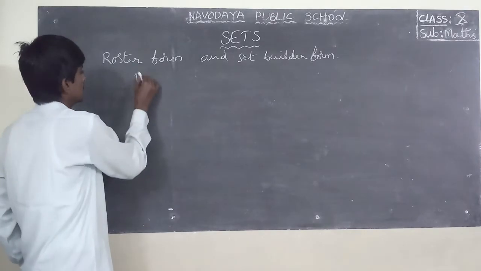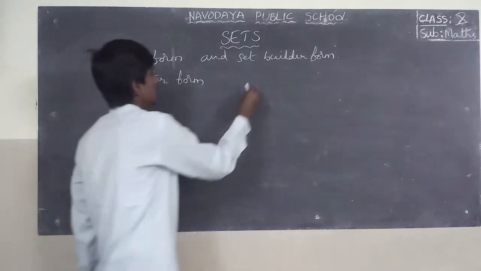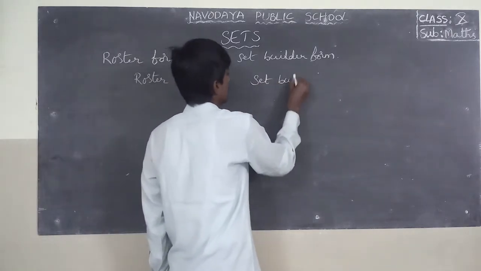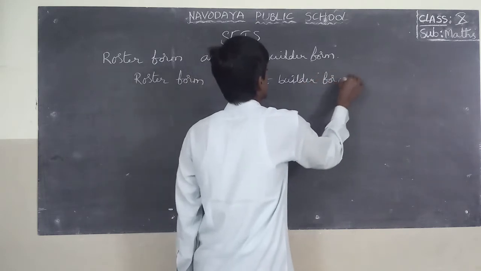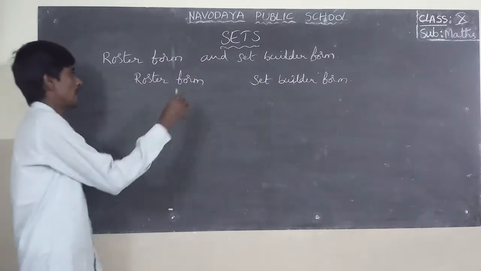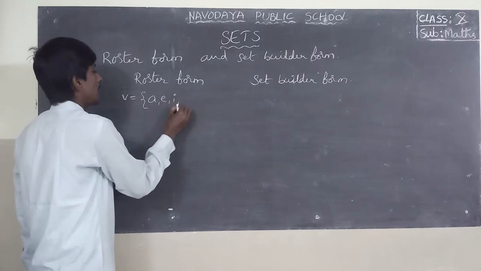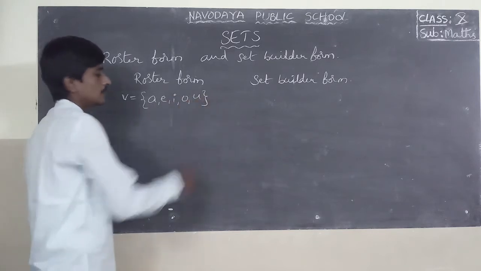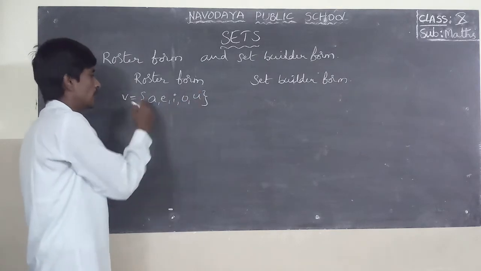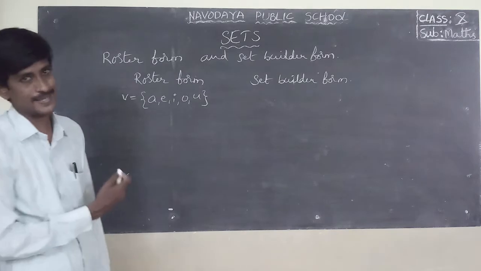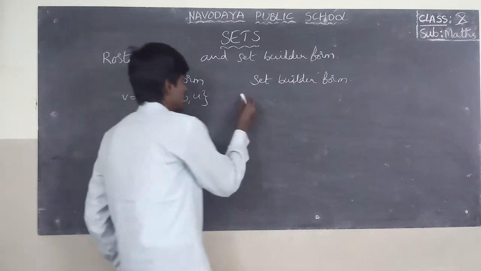Okay. For example, roster form, set builder form. Roster form, for example, V equals A, E, I, O, U. If the elements are separated by commas and included within braces, this is called roster form. This can be written in set builder form.